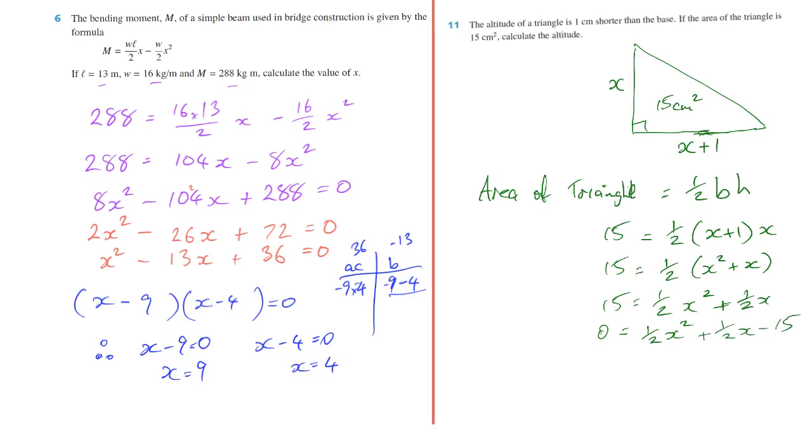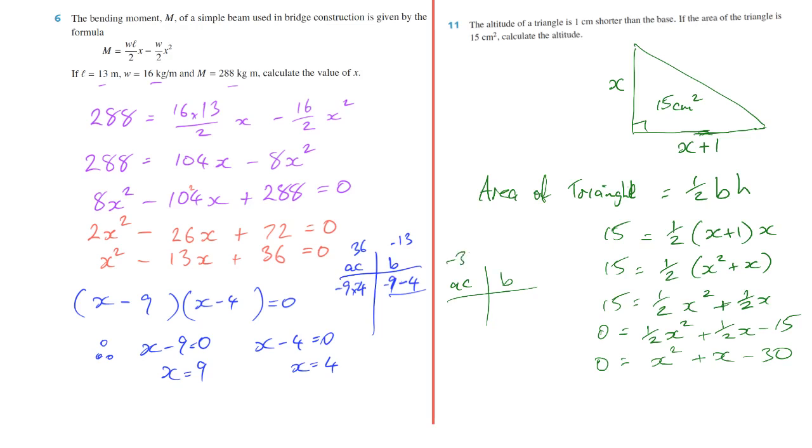A nice trick to know and to use is to say, okay, I don't want to have the halves. I'm going to multiply everything by 2. 0 times 2 is 0. 2 times a half is x squared. 2 times a half is x. 2 times minus 15 is minus 30. Oh, look, there's a monoquadratic as well. Should be fairly easy. Sorry, we had to go to the other side.